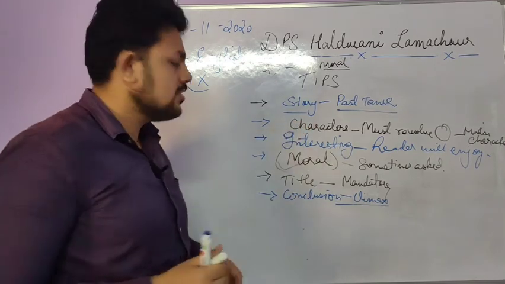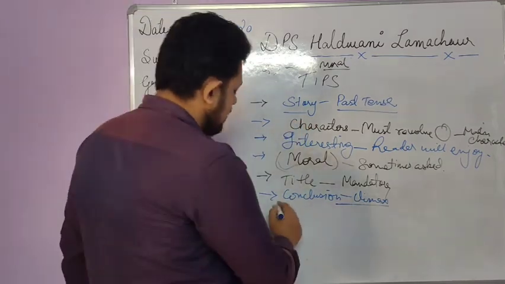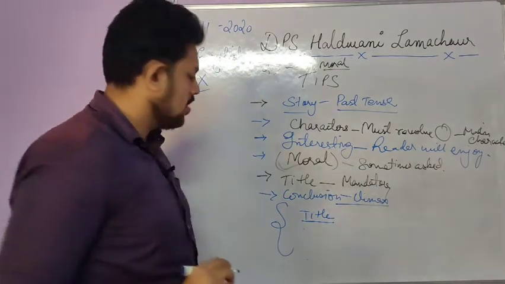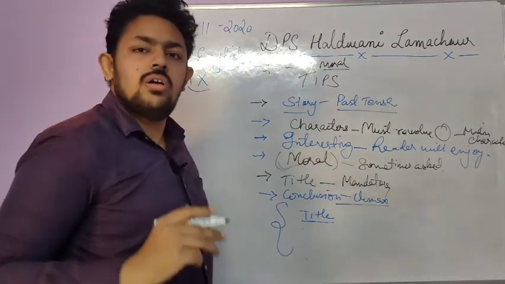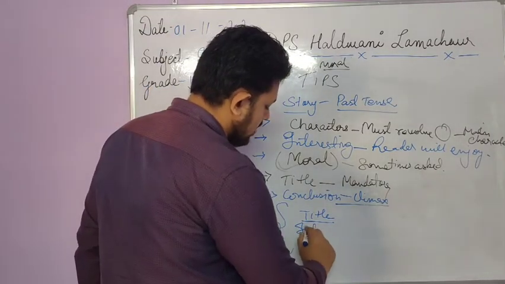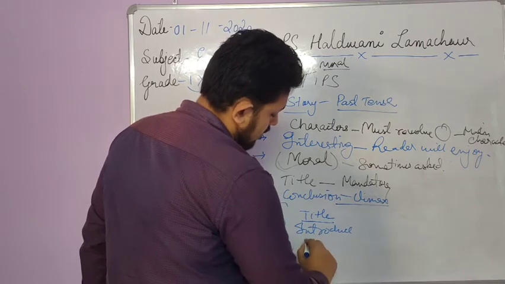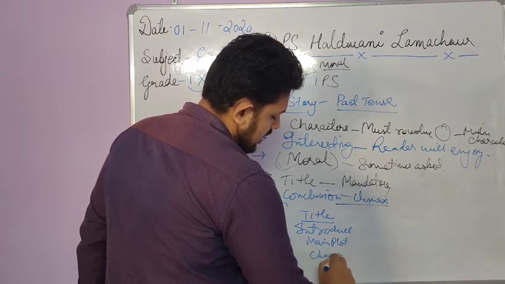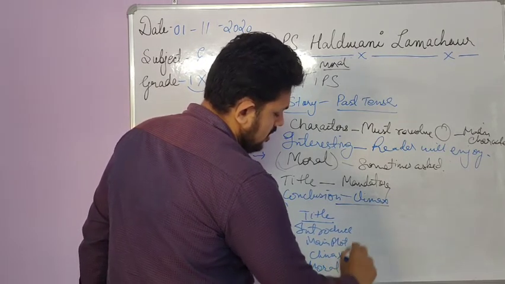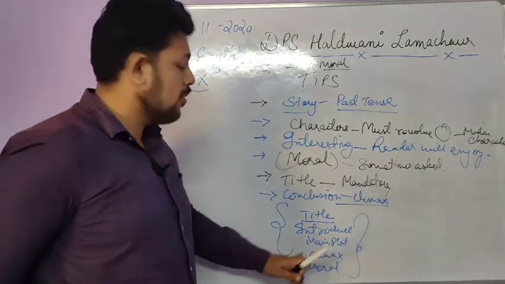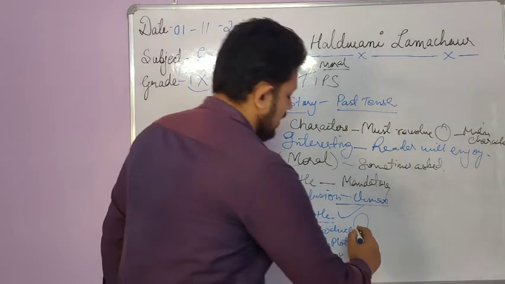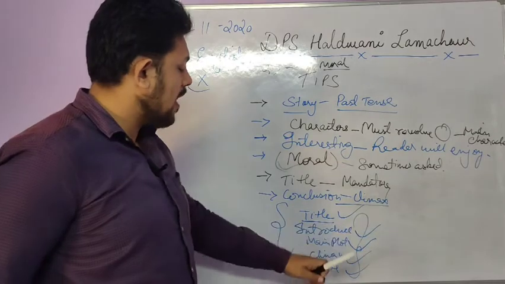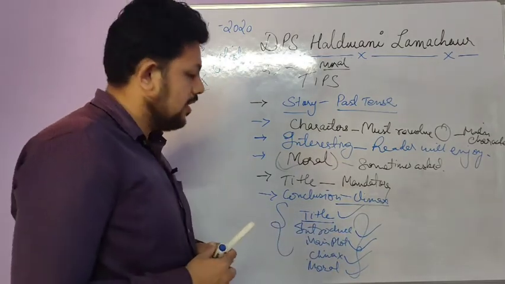So this is how you write a story. Quickly I will tell you the format. First of all, you give a title. Okay, then you introduce your story, the characters, then the main plot, then the climax, and at last the moral of the story. So these are very important: title, introduction, main plot, climax, and moral. These 5 elements must be there in your story.